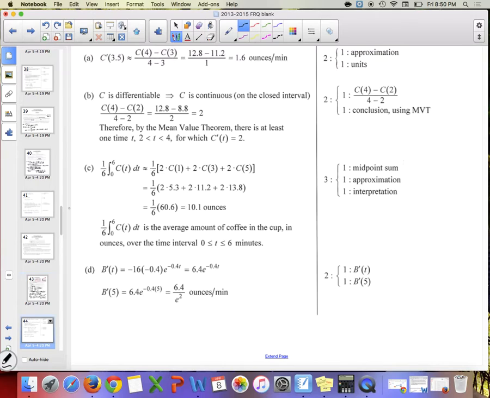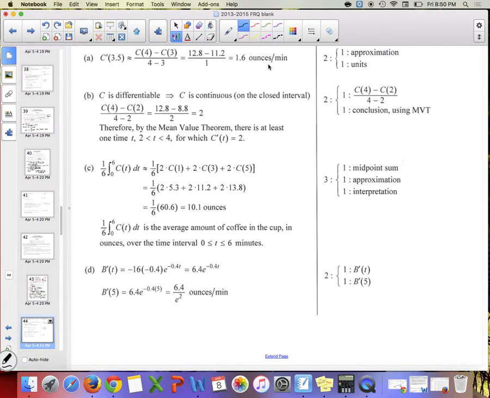Okay, so the scoring for this one, you would get 1 point for your approximation of 1.6. You get 1 point for your units, ounces per minute. So it's always important to put units. Even if you have no idea how to do the problem, if you can write the units, you get a point a lot of times.